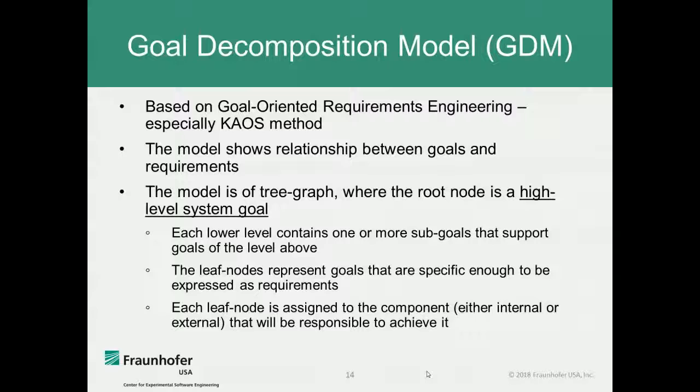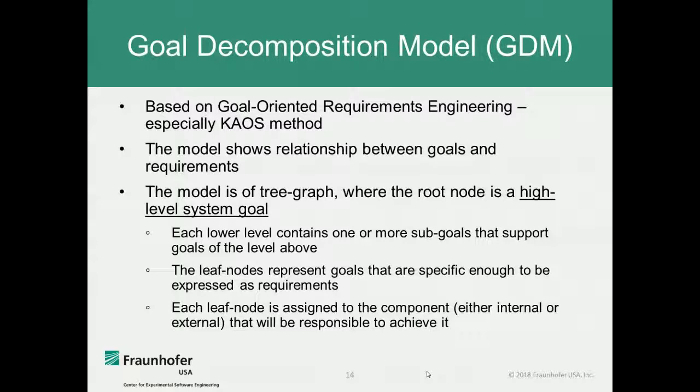So the first model that we defined is the goal decomposition model, and it's really adopted from goal-oriented requirements engineering, or specifically the KAOS method, which has a great deal of literature. What this does is it lets you model the relationship between high-level goals and the requirements. The goal really is to understand not only what the system should be doing, but also why. So gain traceability from the detailed requirements up to the high-level system goals.